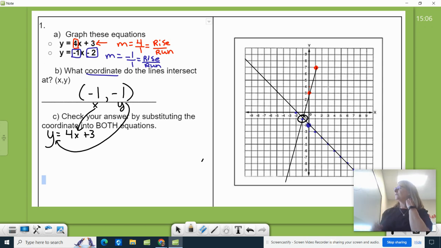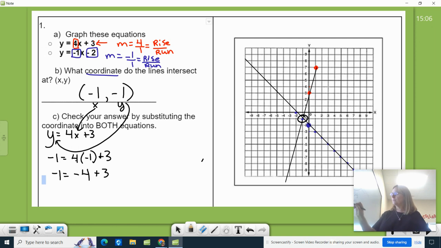So I'm going to rewrite this. So y is negative 1. 4 times my x value, which is also negative 1, plus 3. And I'm going to solve this. 4 times negative 1 is negative 4, plus 3. Negative 4 plus 3 is negative 1. So if you've done it correctly, you should have the same number equal to the same number. In this case, negative 1 equals negative 1.